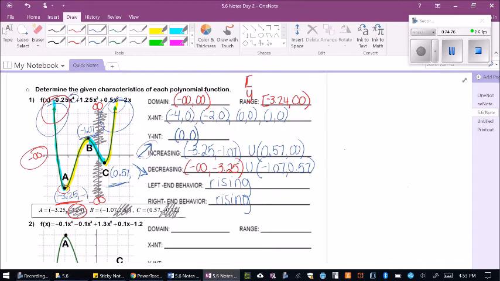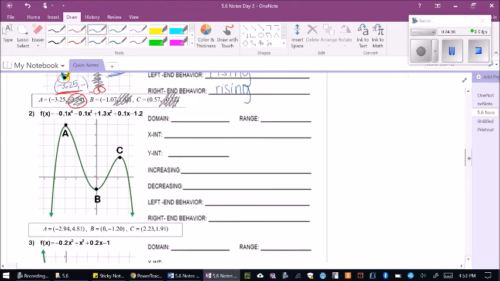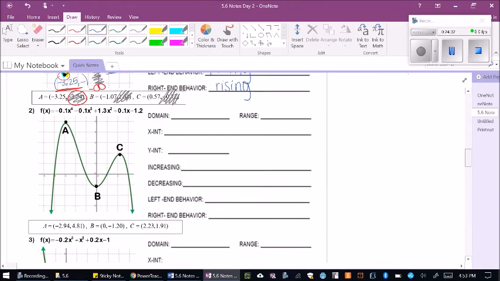Okay, let's do one more example. So now looking at number 2, we're going to see that we have a polynomial graph. We're given a function. The domain for this will be the same every time. It's going to go from negative infinity to infinity. Let's throw in some infinities just to give ourselves a reminder of what's going on.